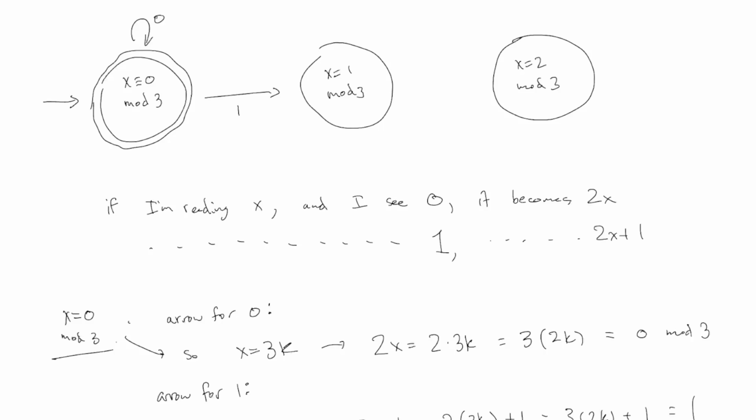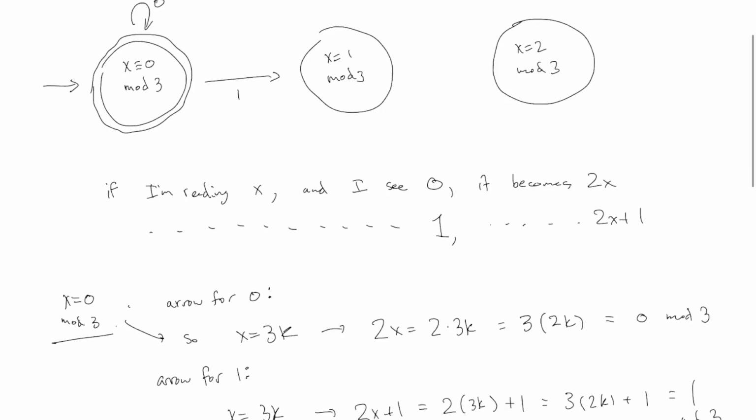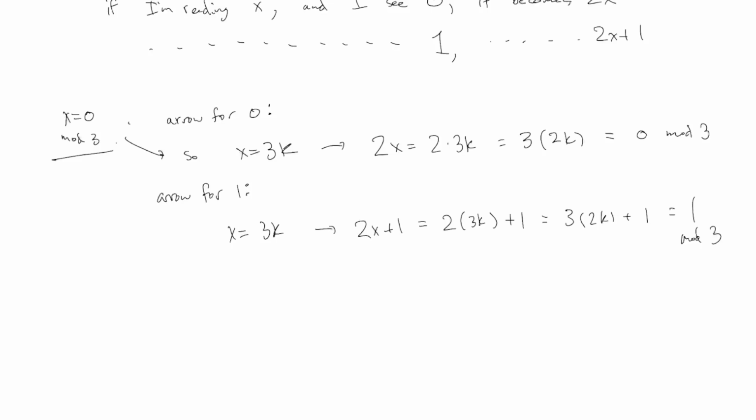Can we try the arrows from the middle state? I hope everybody's following this, just a little simple arithmetic. Let's look at the x equals 1 mod 3 state. Again, I need 2 arrows. In this case, we start by saying x is 3k plus 1. That's what it means to say x is 1 mod 3.